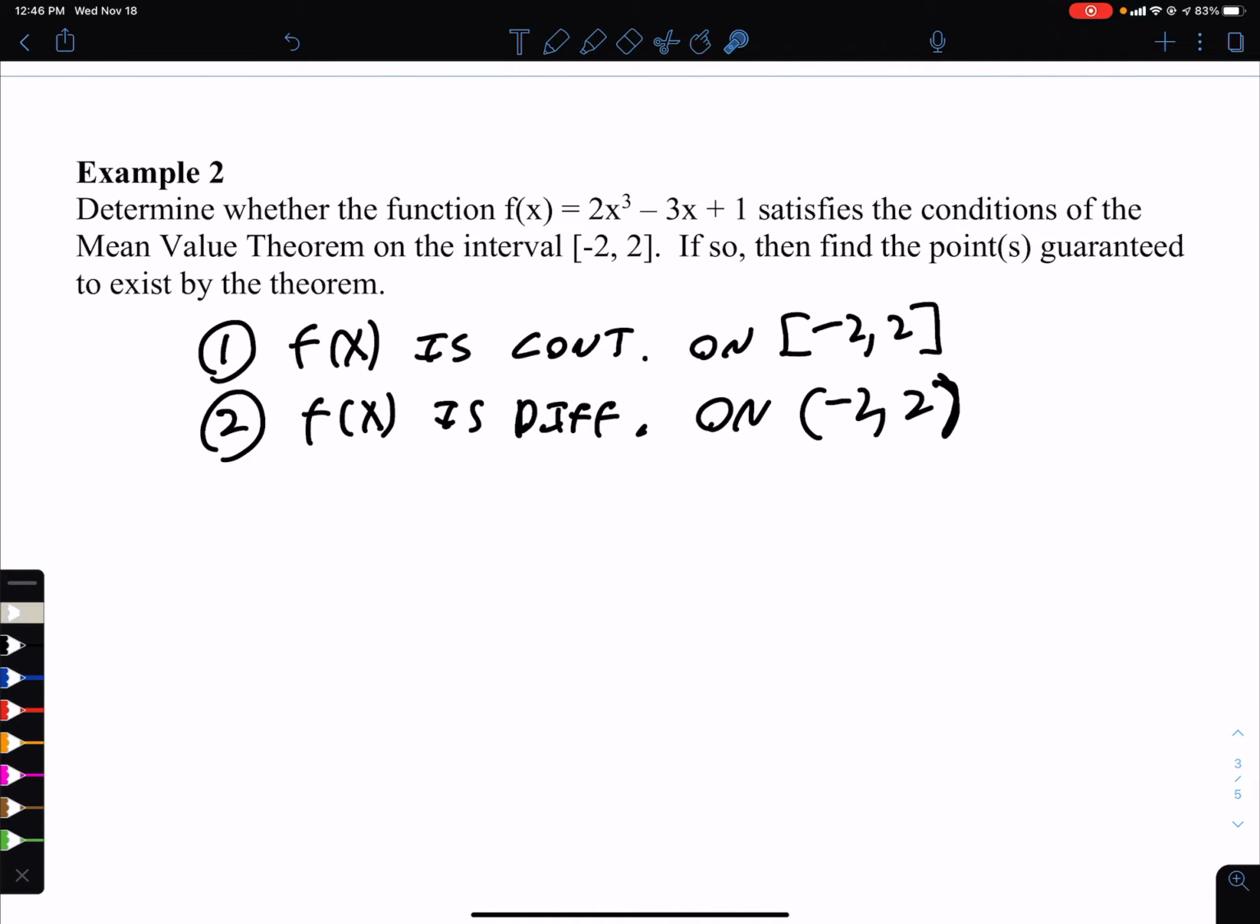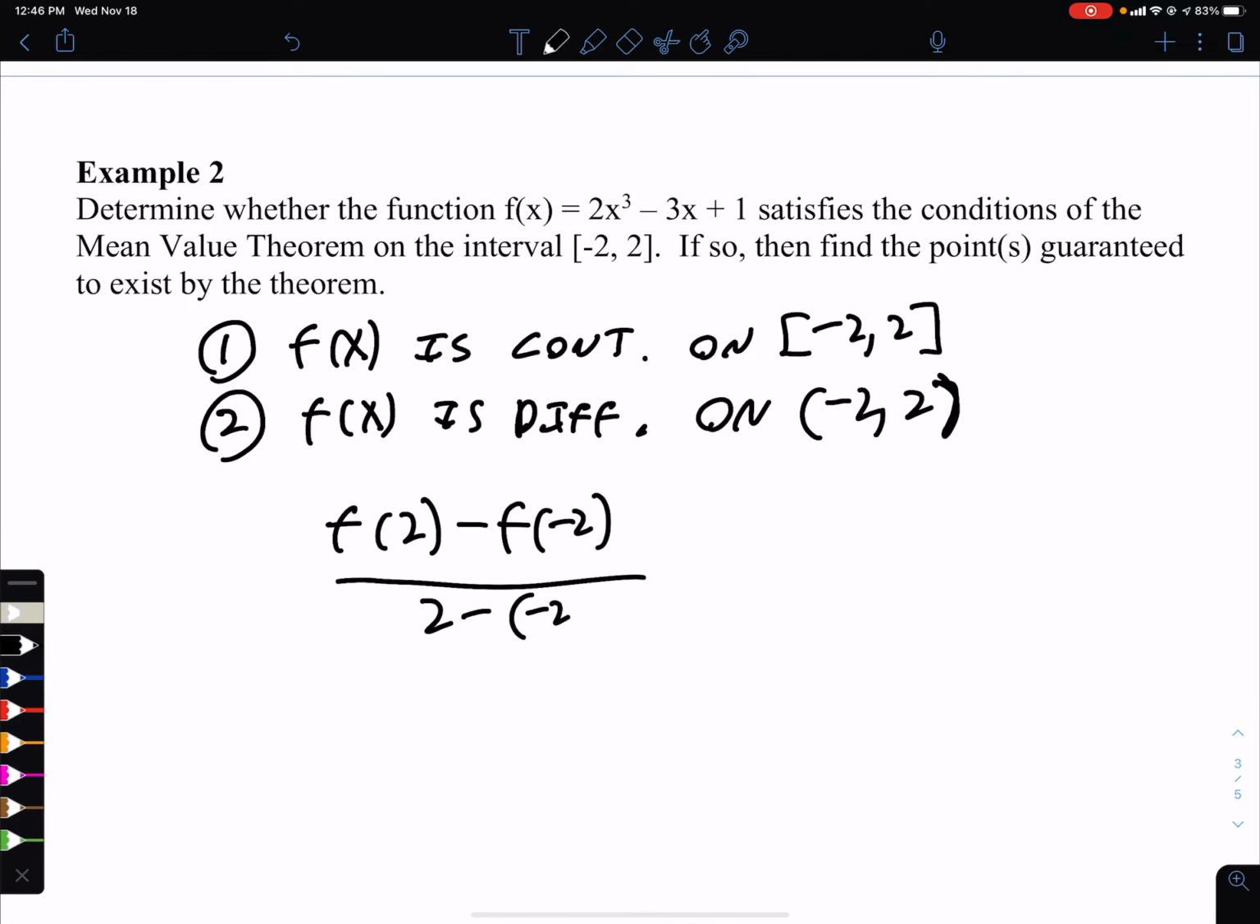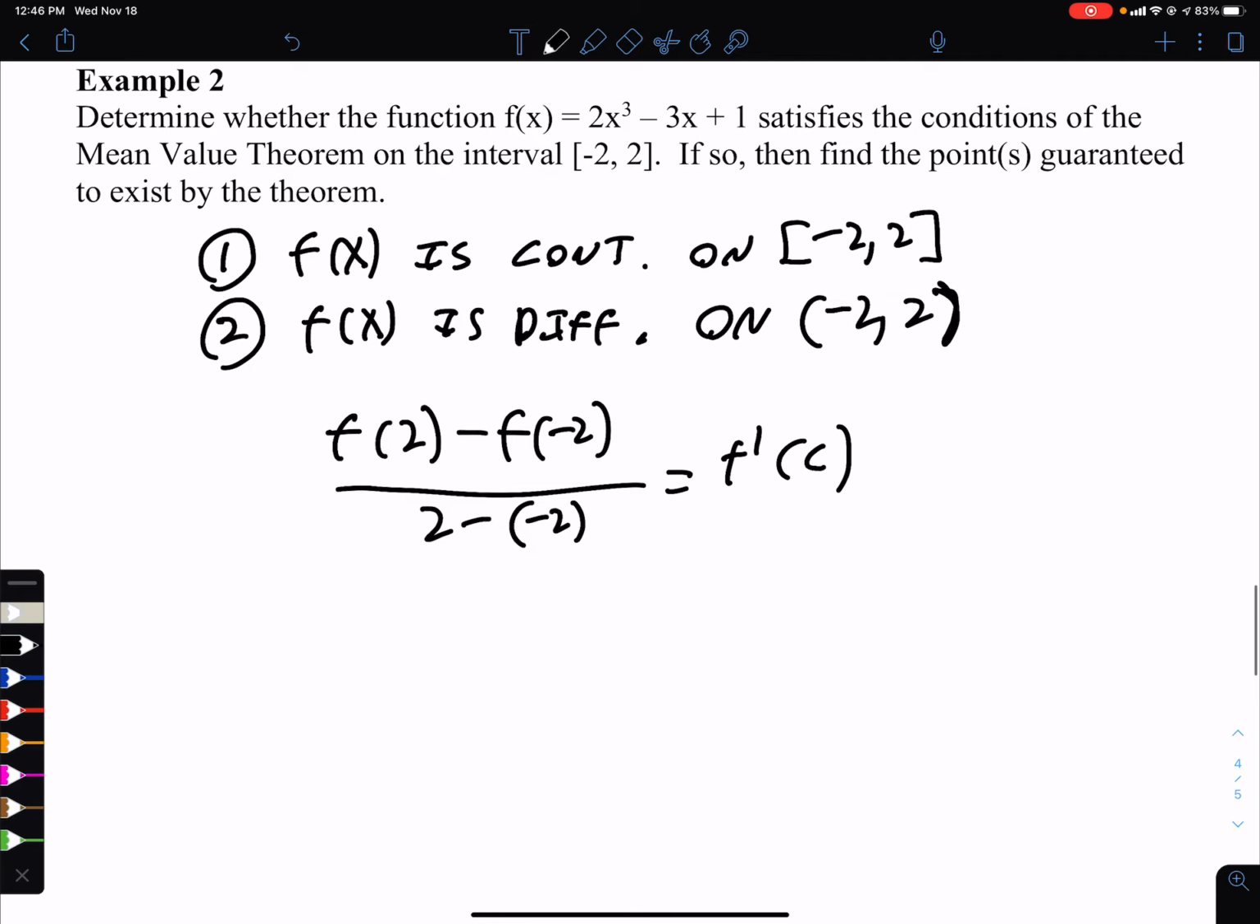So then what's guaranteed? We're guaranteed that the average rate of change must equal the derivative at some point c. I can do that. So I'm going to plug in 2. That's 16 minus 6, 10 plus 1 is 11. I'm going to plug in -2. That's -16 plus 9, negative 7, negative 6. I hope I'm doing this right. Over 4. Let me double check that.